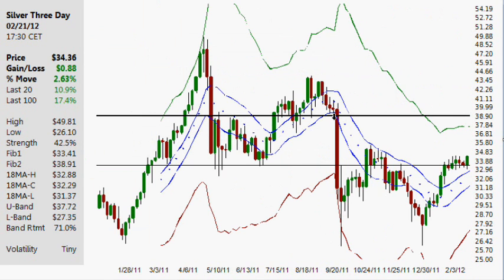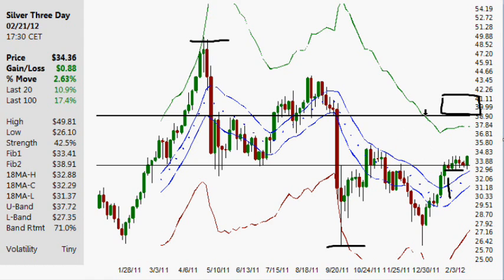3-day chart. Volatility on the 3-day chart is tiny, because look at this little consolidation range in which it's experiencing within the Fibonacci levels of 26.10, that's this low, and 49.81, which is this high. Basically, when it's below this level, it's bearish. When it's above this level, it's bullish. And in this range which it's at, it is neutral.